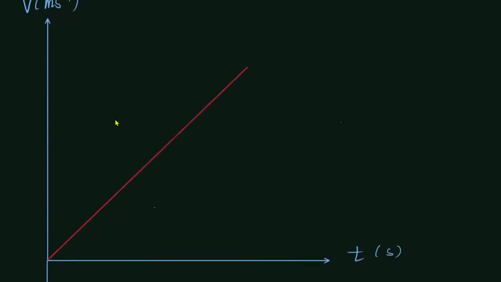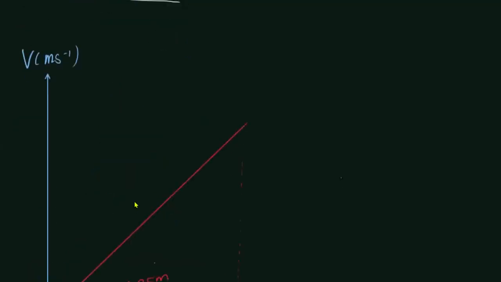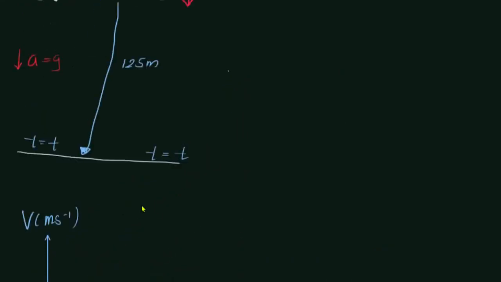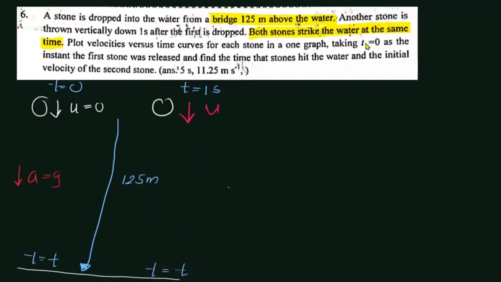We can consider it started at t equals 0, and within t equals t time, it reached the ground. So what might be the distance, from the area? The area of the VT graph gives the displacement traveled by the object. The displacement traveled from t equals 0 to t equals t is 125 meters, which means the area gives it. Right, okay, fine.